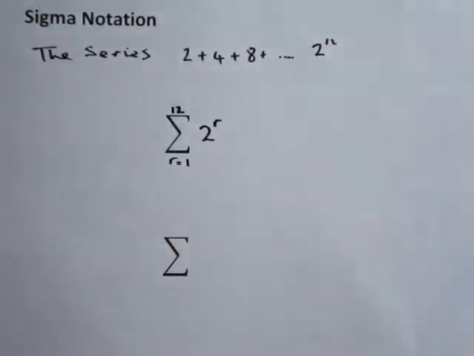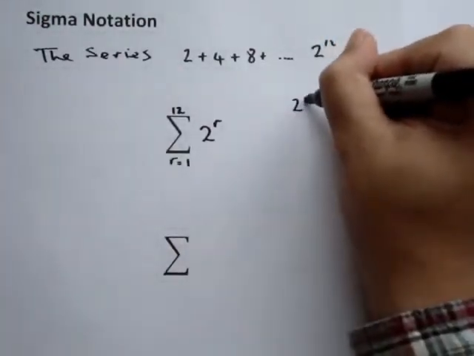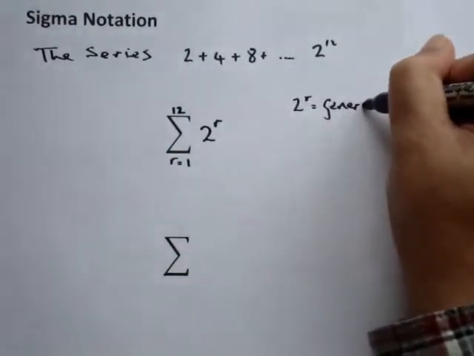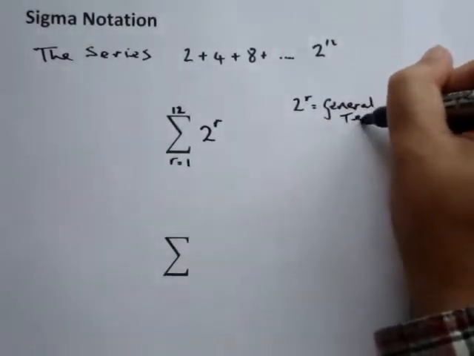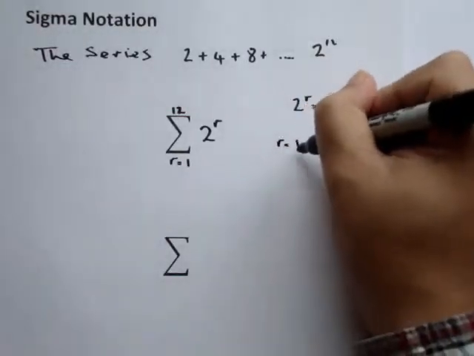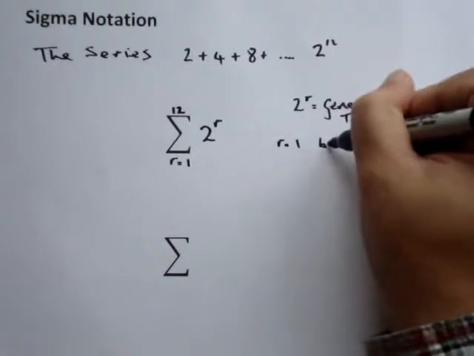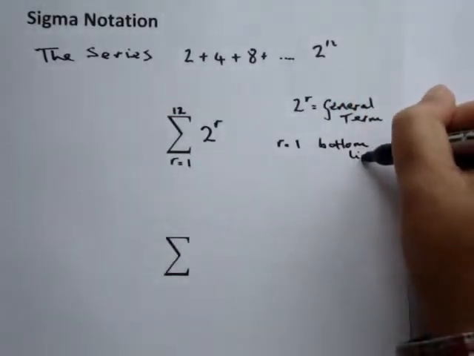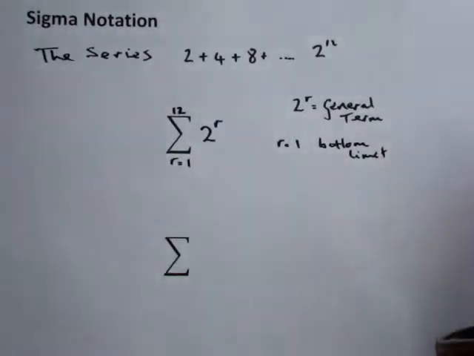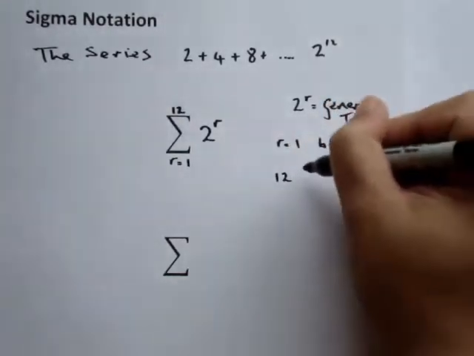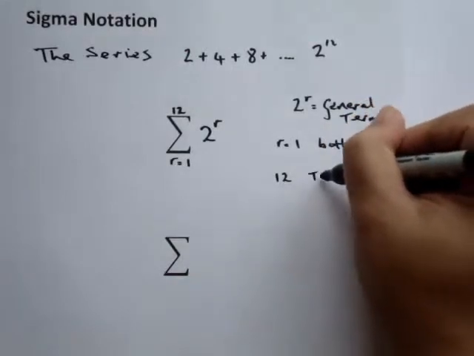So we have 2 to the r as the general term, r equals 1 is our bottom limit, and our 12 is our top limit.